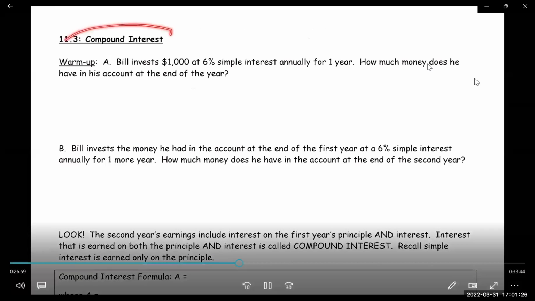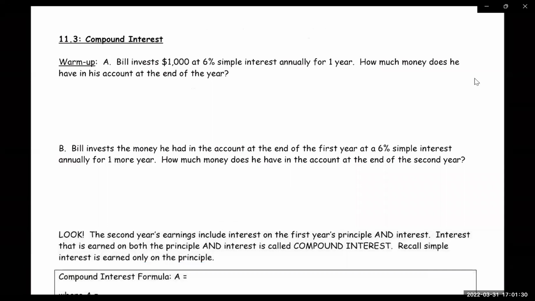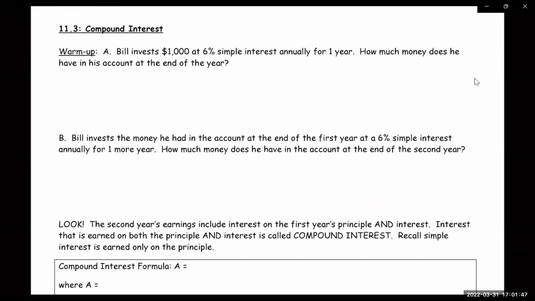Simple interest, this is called compound interest, which is more common. Usually banks are not going to just charge you interest at the end of the loan. They'll compound the interest every month or every day or every year. So that's what they mean by compound interest. So here's a little warm-up exercise.